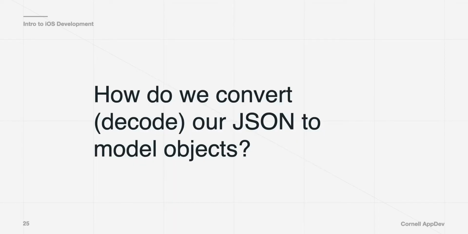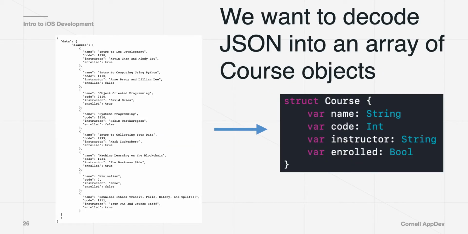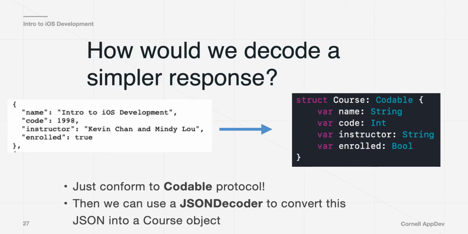So how do we convert or decode our JSON to model objects? The way we do this is we want to decode the JSON into an array of course objects. On the right, we define this struct called Course. And if you notice, the Course looks a lot like each object in the classes array for the classes key in this JSON. And this Course has a name, a code, instructor, and a Boolean indicating whether or not someone is enrolled.